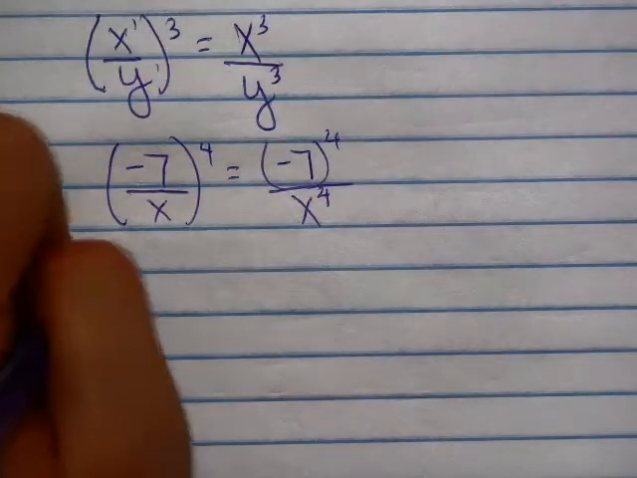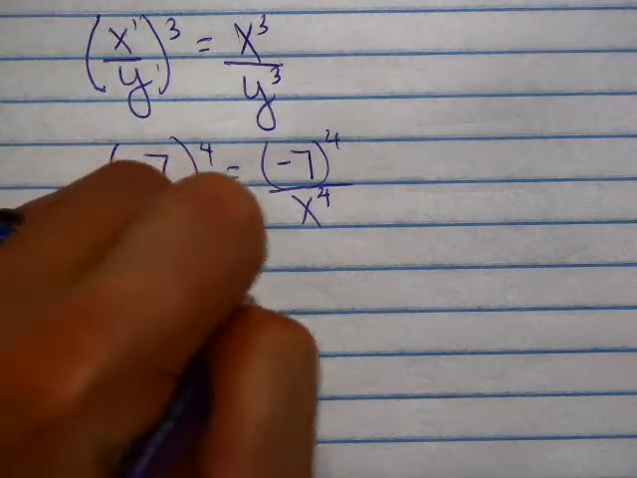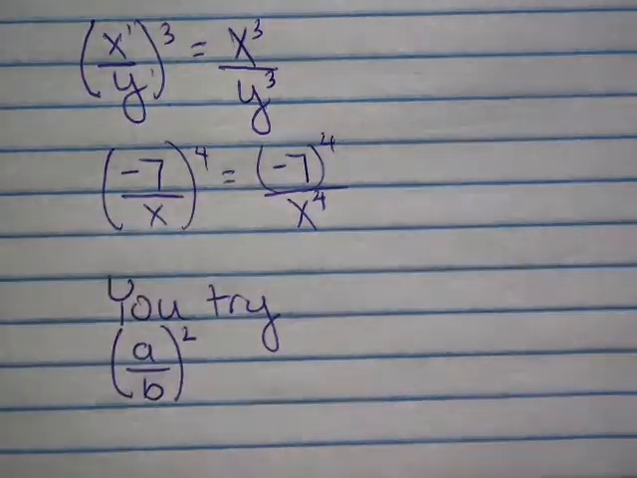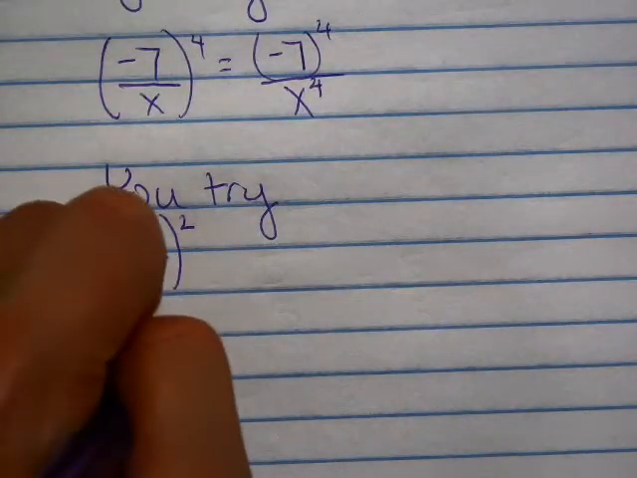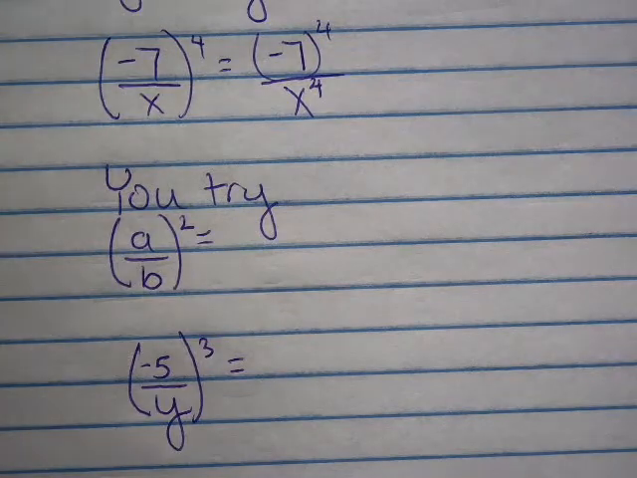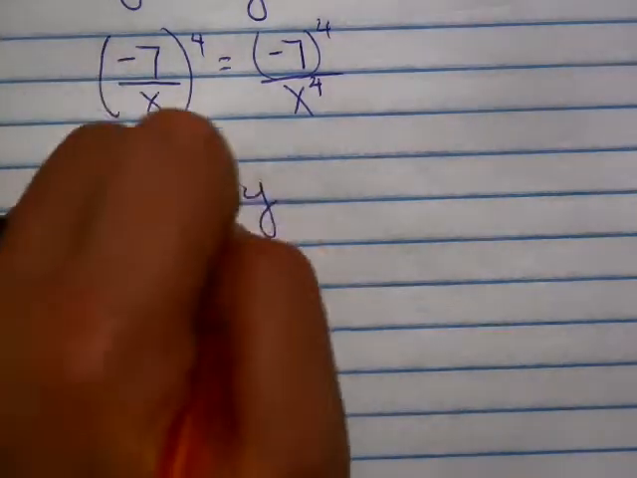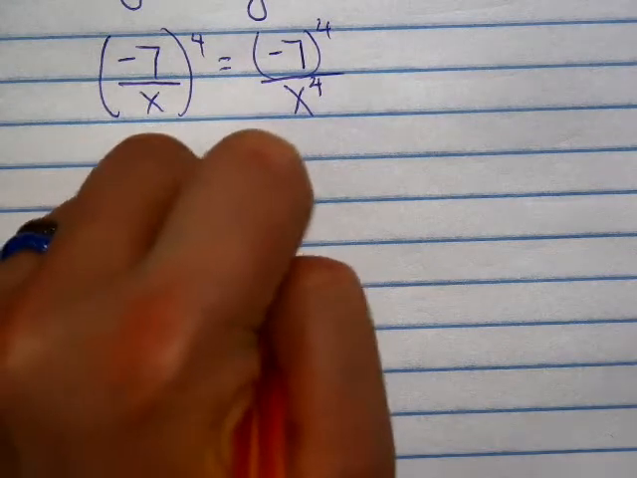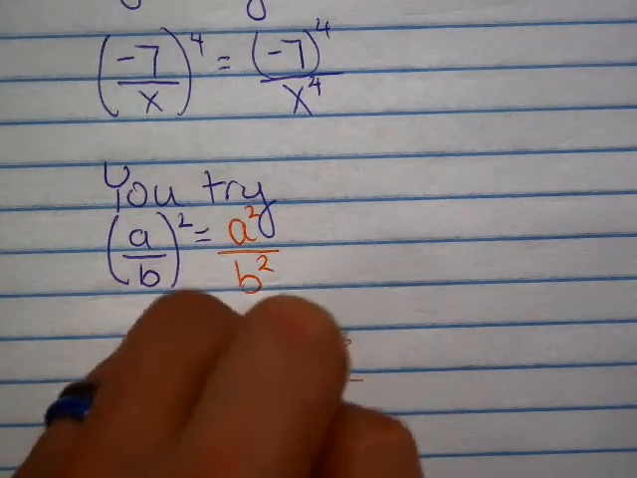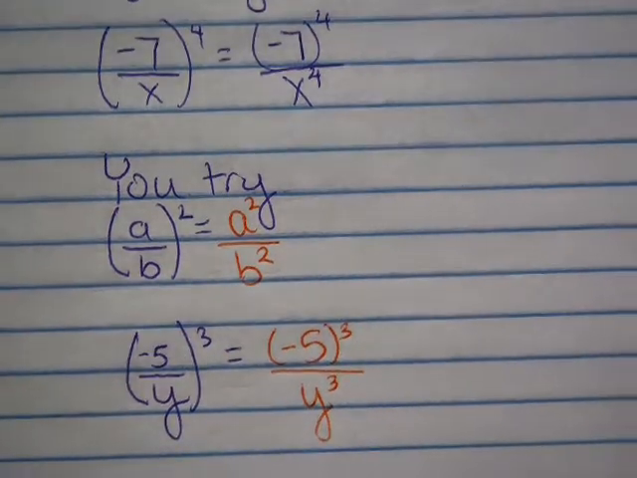So I would like you to try a over b squared and negative 5 over y cubed. So pause and try. Okay, thank you for pausing and trying. So hopefully you got a squared over b squared and negative 5 cubed over y cubed. Hopefully that's what you got.